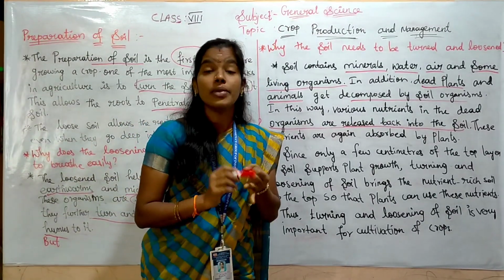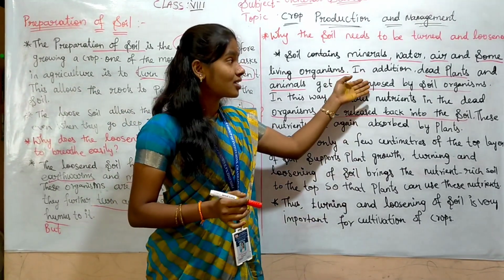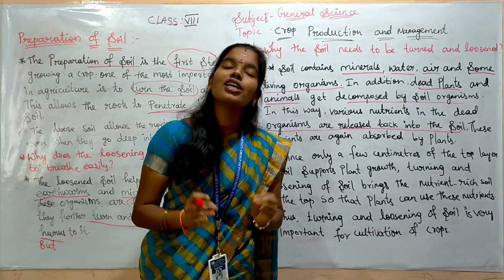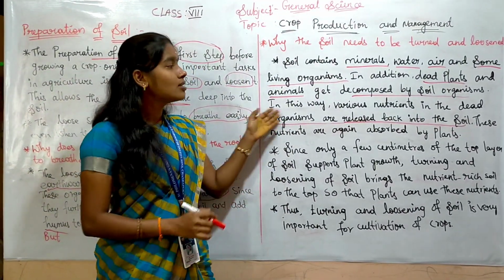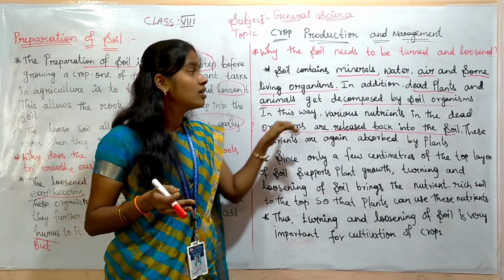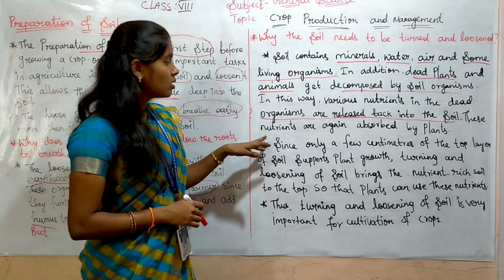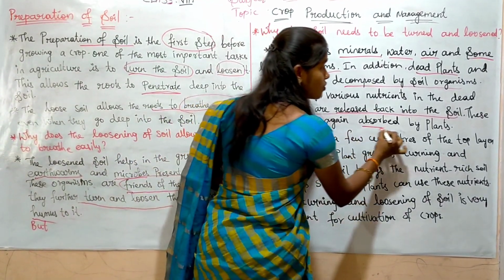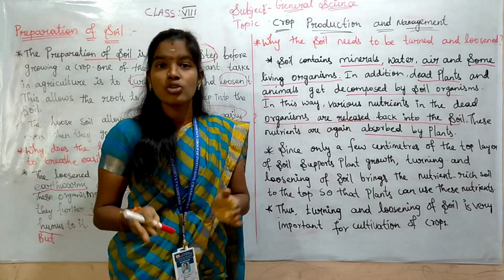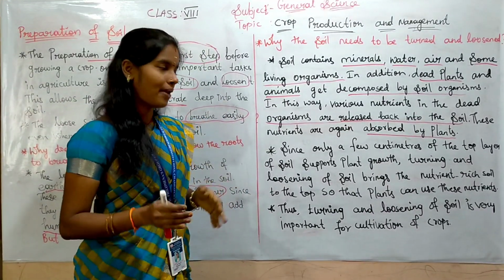Soil contains water, minerals, air and some microorganisms. In addition, it contains dead plants and animals that get decomposed by soil organisms. So various nutrients in dead organisms are again released back into the soil. These nutrients are again absorbed by the plants. So what happens? Various nutrients get back to the soil, and those nutrients are again absorbed by plants.